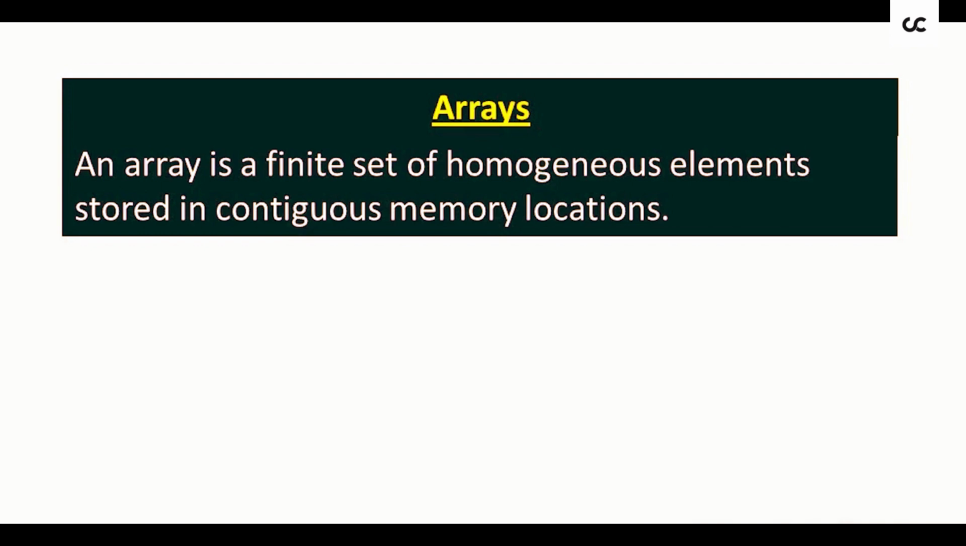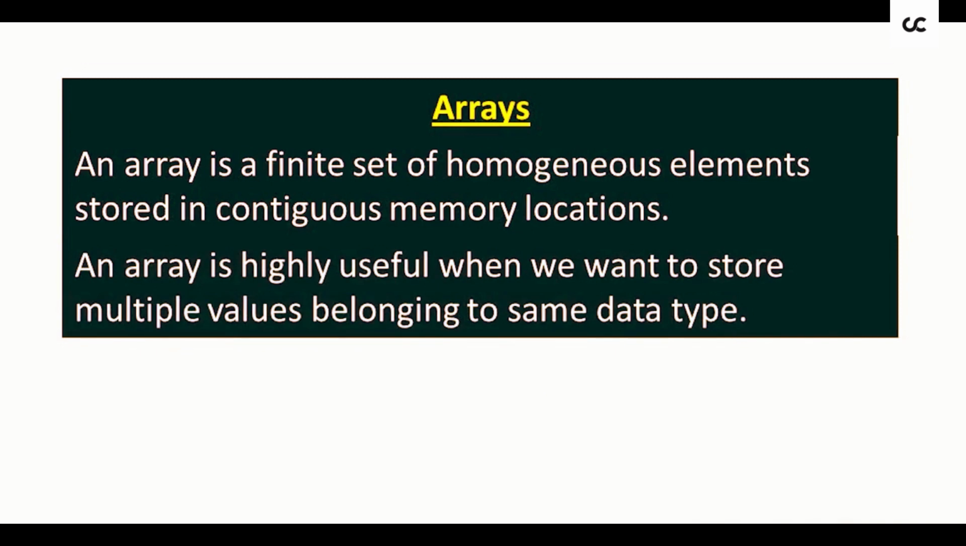So that means an array is a finite set where we can store homogeneous elements, that means elements belonging to the same data type. And you should be aware that all these elements are stored in contiguous memory locations. I mean to say, the elements will not be stored in a scattered manner. They will be stored in a chain-like structure. So hence I am saying that they will be stored in contiguous memory locations.